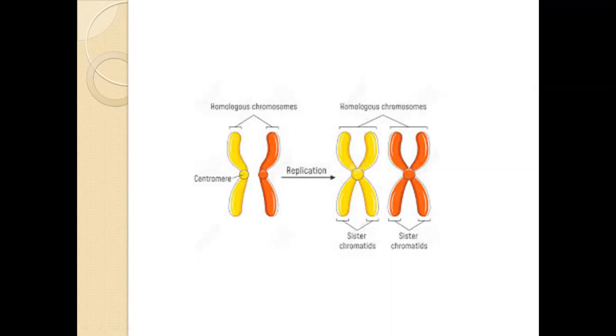The homologous chromosomes have the same shape, same size, same organization of the genes, but the thing that varies here may be the version of the gene. For example, this one can codify for brown eye color, but this one could codify for blue eye color. So that is the difference between homologous chromosomes. They are not necessarily exactly the same, but they are very, very similar.